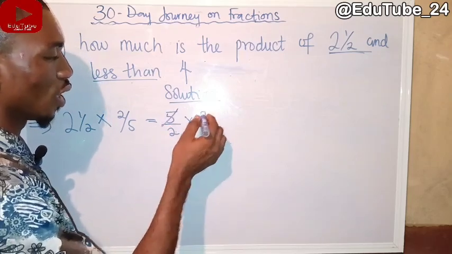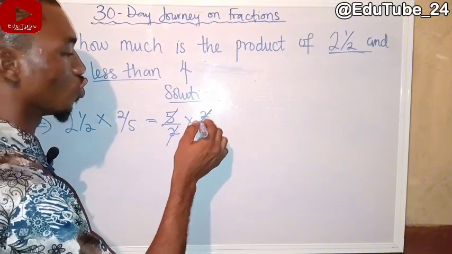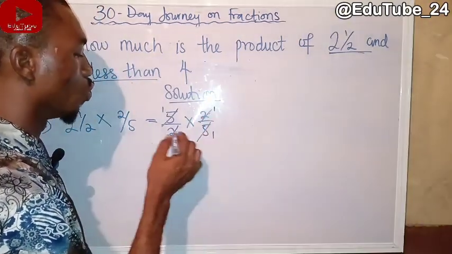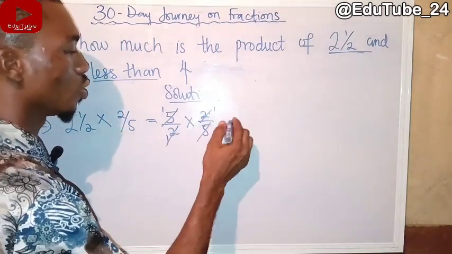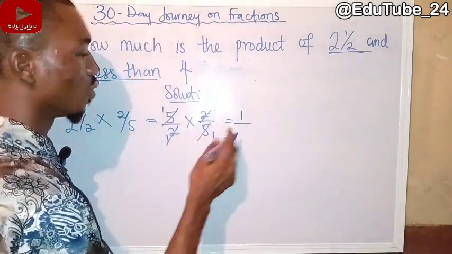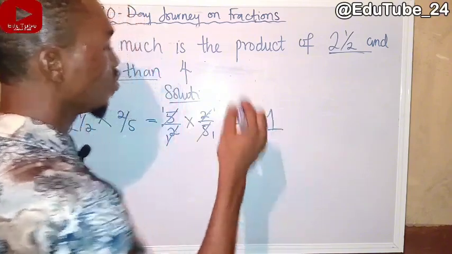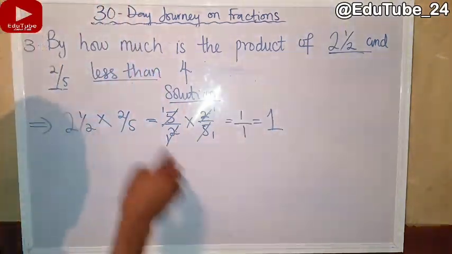And then you have 2 here and 2 here. So 2 will cross out 2 and 2 will cross out 2. Meaning that automatically we have 1, 1, 1, 1. So 1 times 1 is 1 over 1 times 1 is still 1. So 1 over 1 will still give you what? 1. Now let's proceed to the next sequence of the question, which says less than 4.